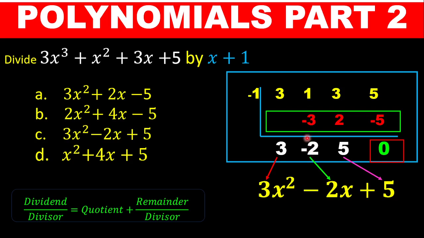Once again, every number you write here, the ones in white, after getting them, remember to multiply them with the number here. So this negative 1 will multiply negative 2. So negative 1 times negative 2 will give us positive 2. So I have the 2 here.